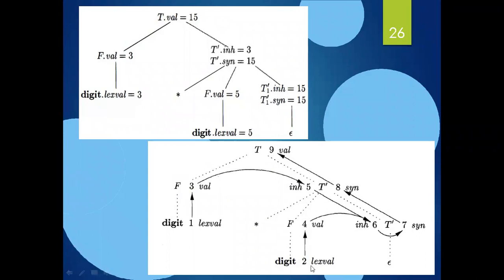From this, evaluation order 2: again here we have a digit, right? And this is 1 and 2. And for 3, this digit is assigned to a node F. So this is the third evaluation order. And the fourth one: this digit is assigned to an F, and this is the fourth evaluation order.